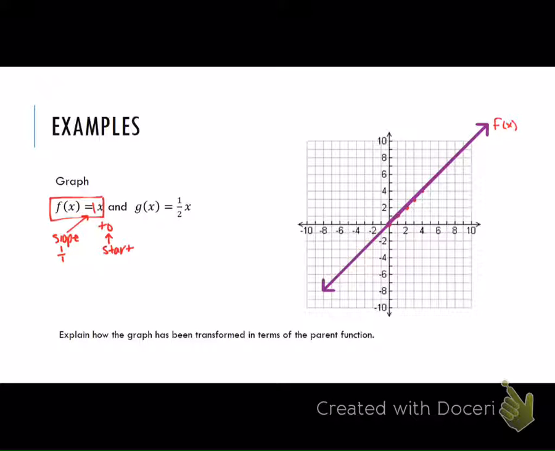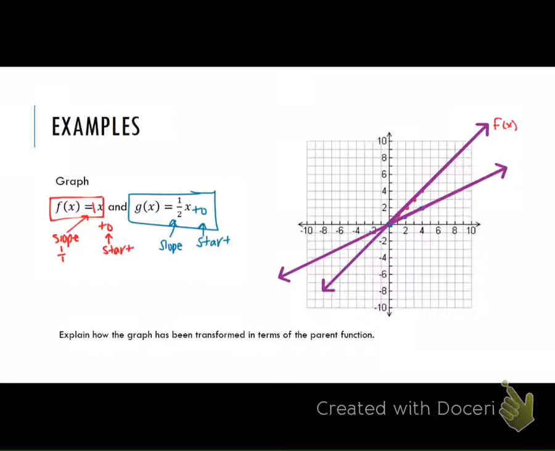And then I graph the other one, which is also at plus 0 and has a slope of 1 over 2. So I go up 1 over 2, up 1 over 2. And again, label your lines. So I should have f of x and g of x on my graph. That's what you guys should be doing right now. If you are already done, that's fine.